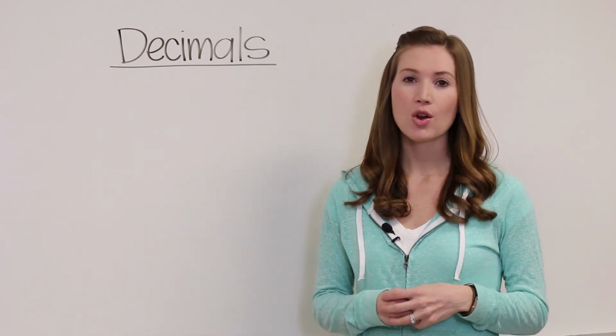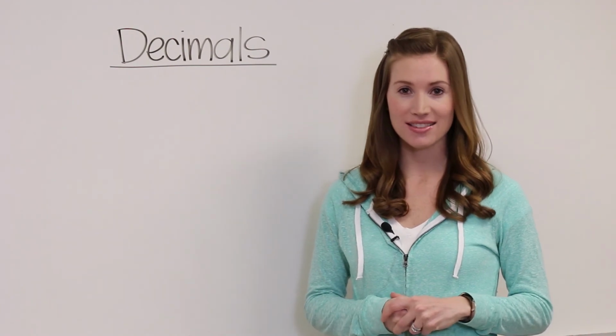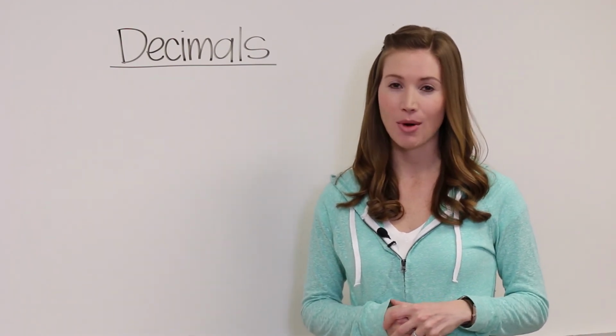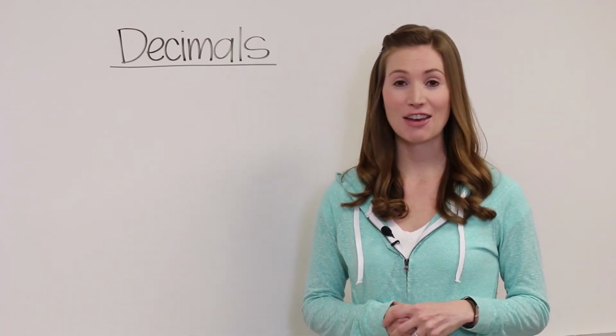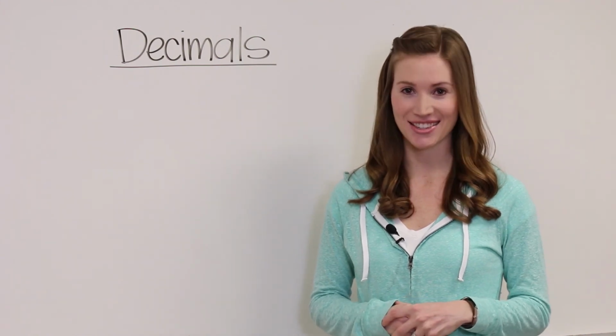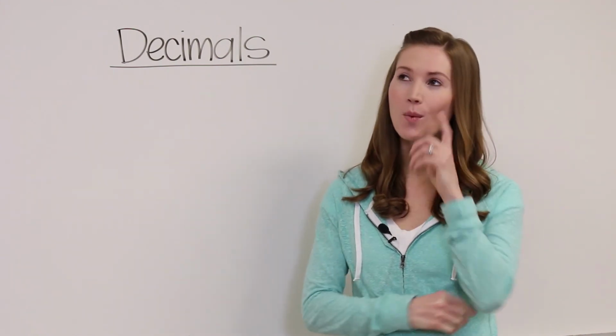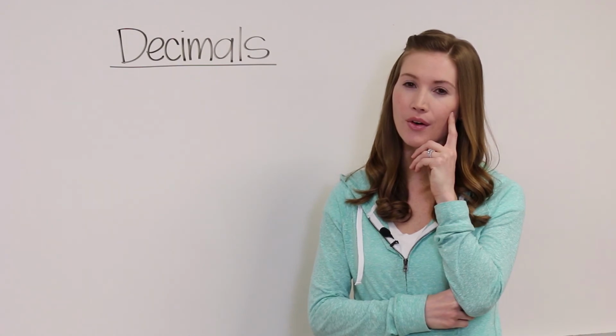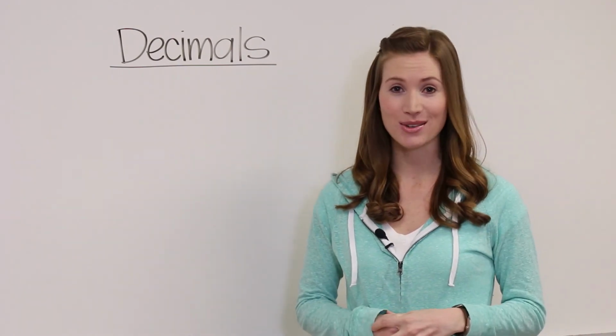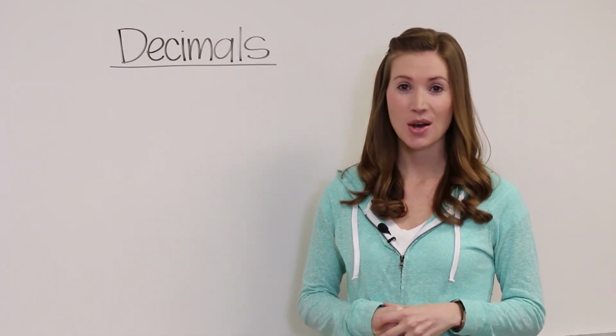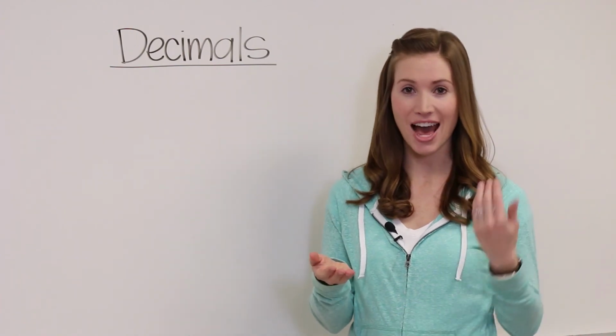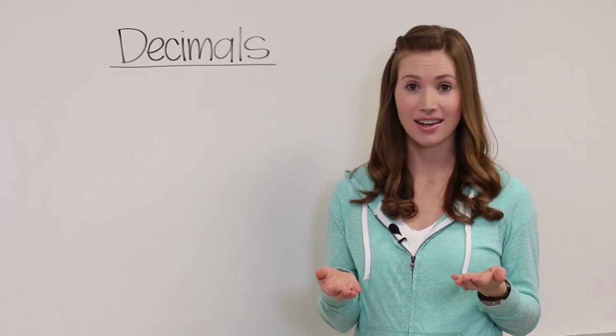Now what about 125 thousandths? Can you guess what the part is? If you said 125, that's correct. Now what about the whole? If you said 1,000, that's correct. We have 125 out of 1,000 of something.